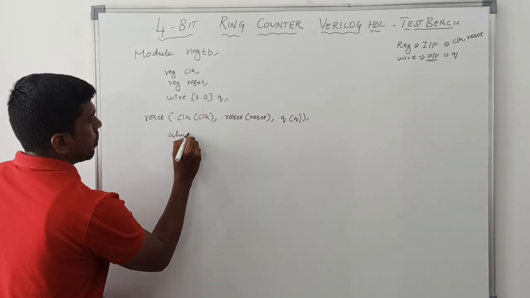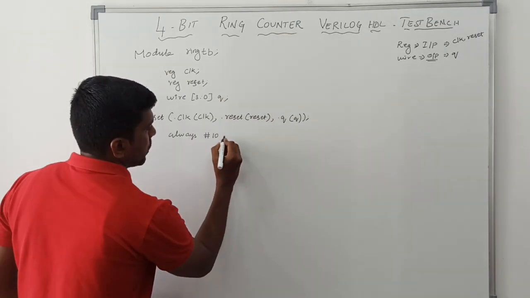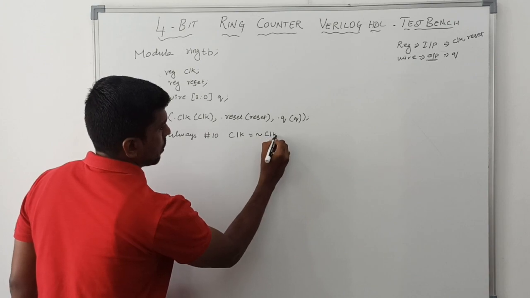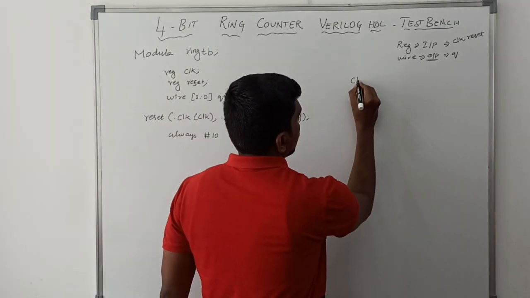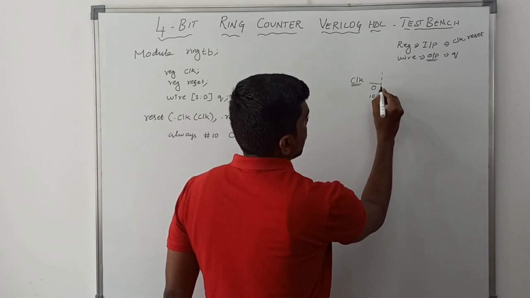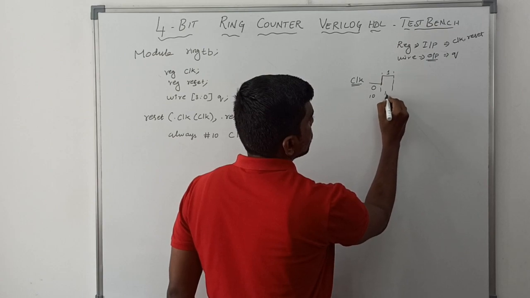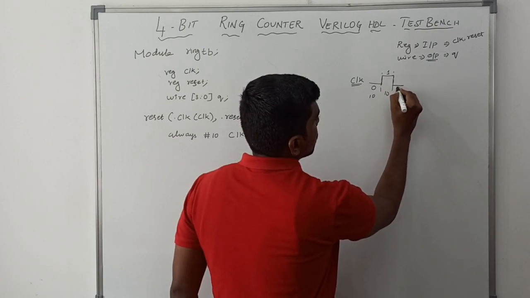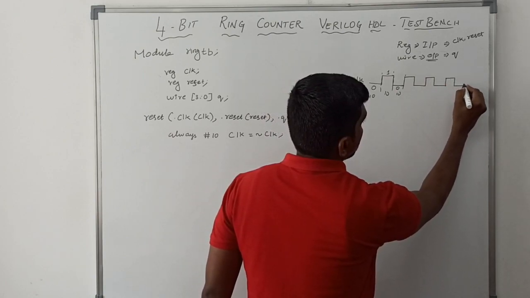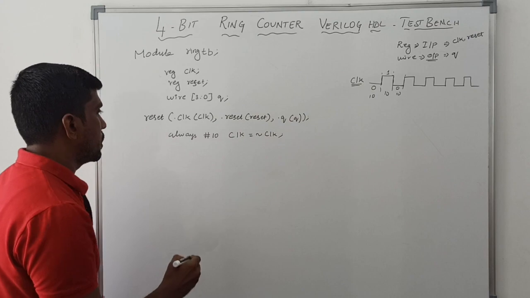Then always #10. This 10 represents 10 time units, nanoseconds or picoseconds. Every 10 time units, clock equals not of clock, so it's a clock signal. Initially the clock signal value is 0. After 10 time units, the complement takes it from 0 to 1. After another 10, it goes from 1 to 0, and likewise it continuously toggles. So it's a clock signal.